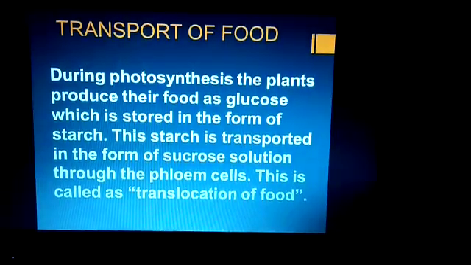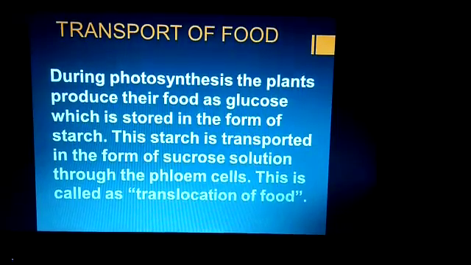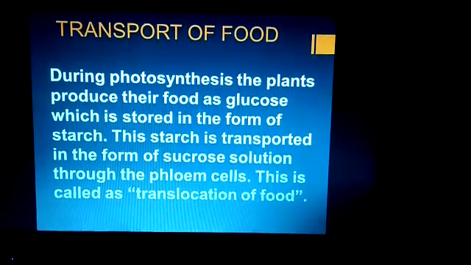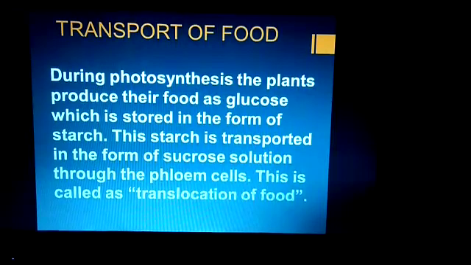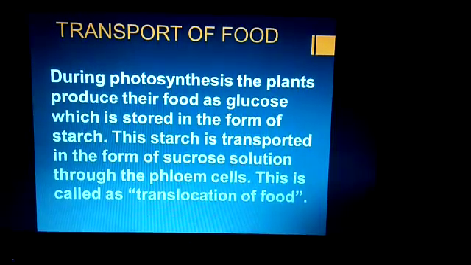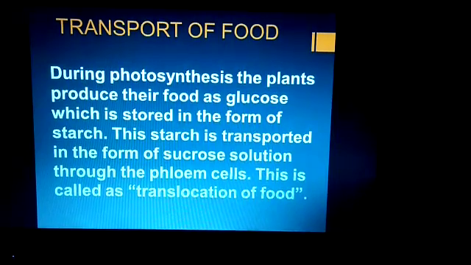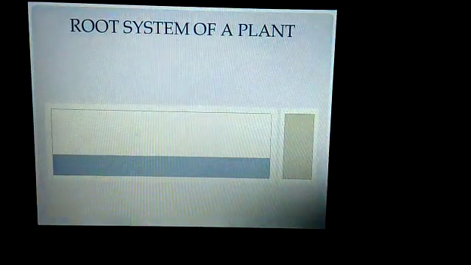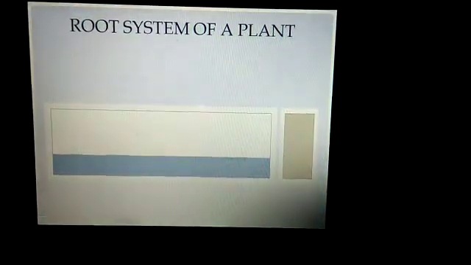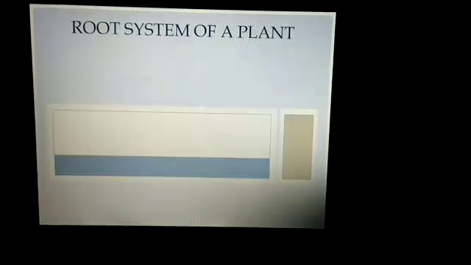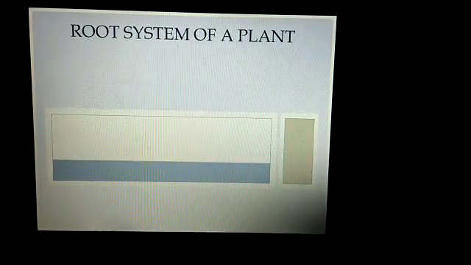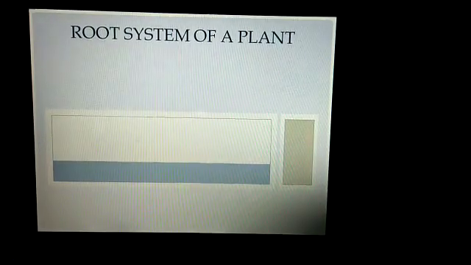During photosynthesis, the plants produce their food as glucose, which is stored in the form of starch. This starch is transported in the form of sucrose solution through the phloem cells, and this is called translocation of food. Now the next is the water which is absorbed by xylem cells. How that water is absorbed, in the next slide you will see.